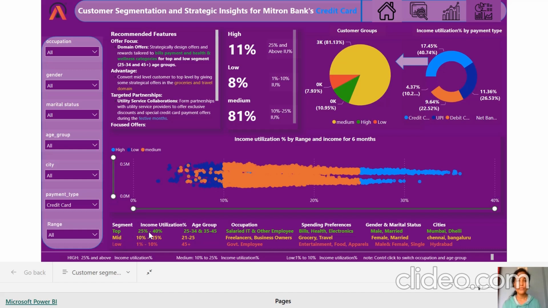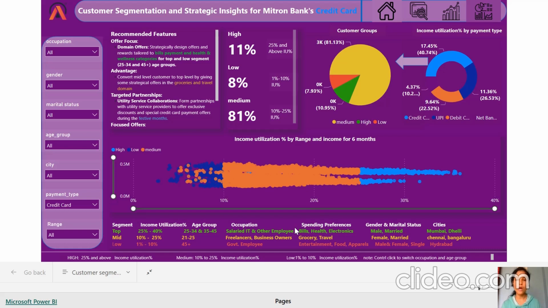In top, the income utilization percentage is 25% and above. Mid is 10 to 25, and low is 1 to 10%. The age groups belonging to the top customer segment are 25 to 34 and 35 to 40. Similarly, I have done this for occupation, spending preferences, gender and marital status, and the cities.